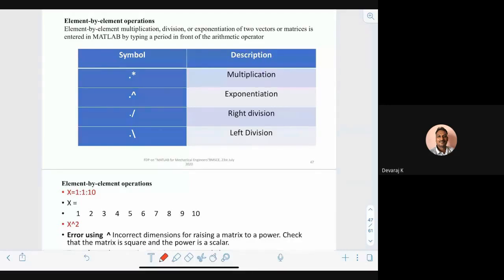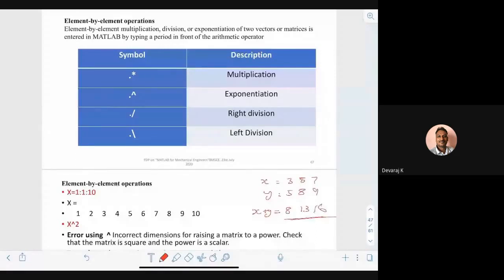See, when I say there is a vector x equal to 3, 5, 7, and y equal to 5, 8, and 9, and when I say x plus y, what you are doing is 3 plus 5 is equal to 8, 5 plus 8 is equal to 13, and 7 plus 9 is equal to 16. Automatically, it will do element by element operation. So addition or subtraction is not required.